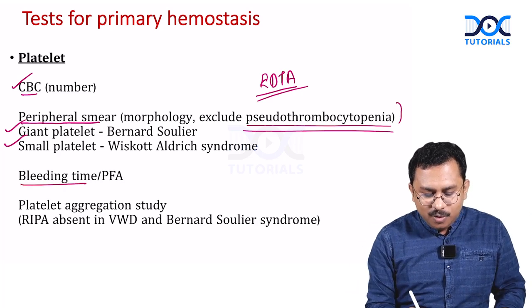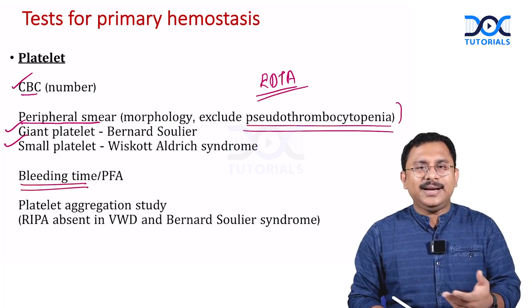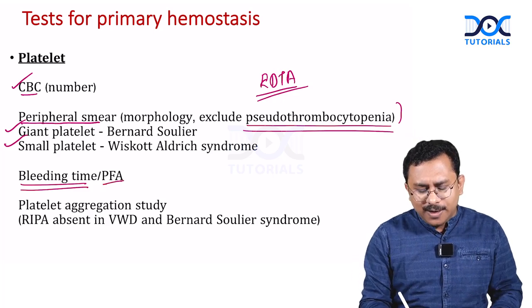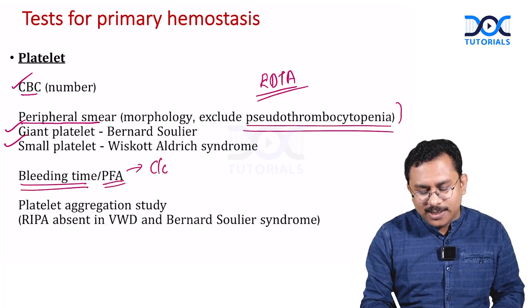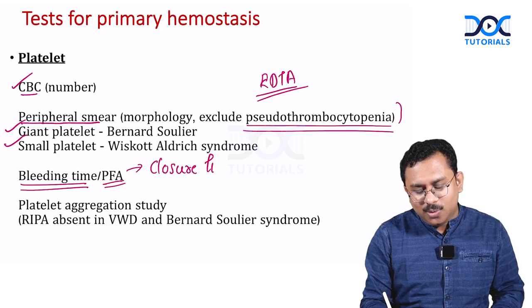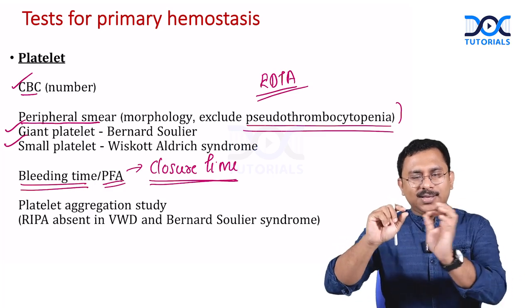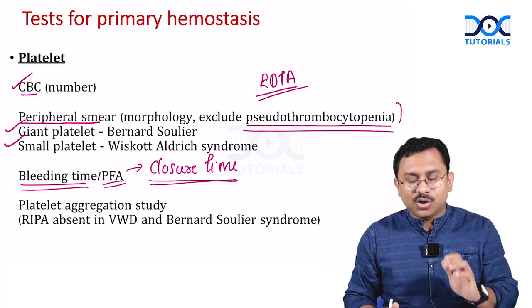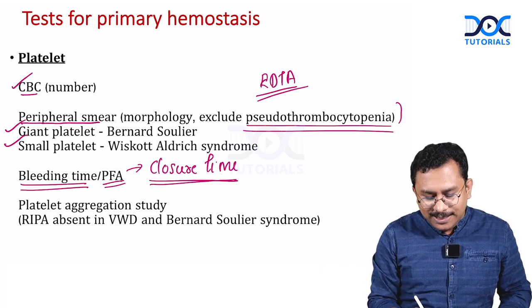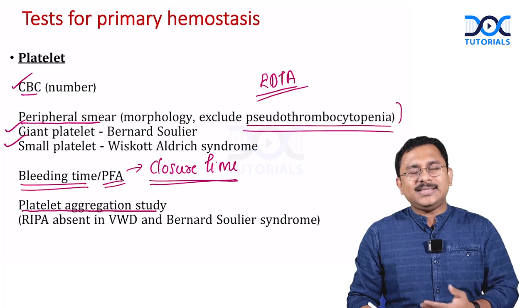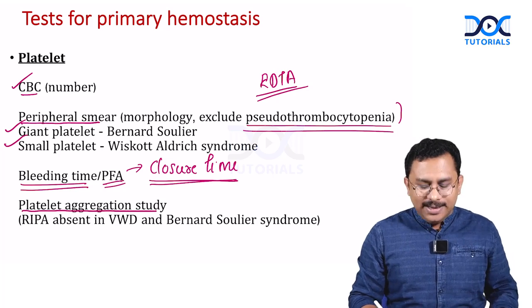Then you can go for bleeding time, which is in fact an indirect reflection of the platelet function, or you can go for a platelet function analyzer, which will tell you the time required for a platelet plug to be formed and the time it takes to obstruct the blood flow, which is known as the closure time. And then you've got the platelet aggregation studies: the Ristocetin-induced platelet aggregation study and the ADP-induced platelet aggregation study.